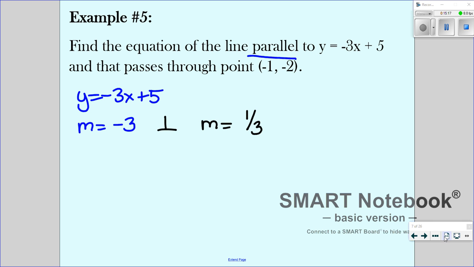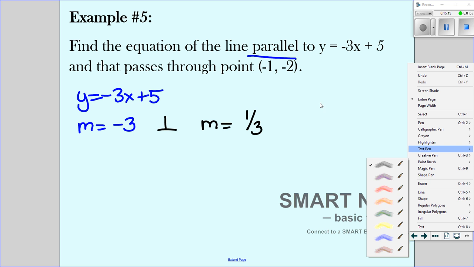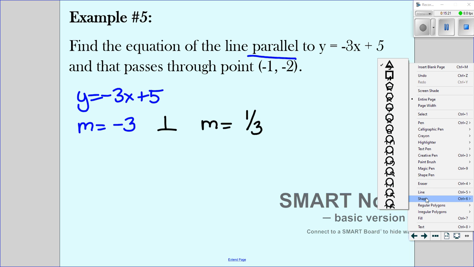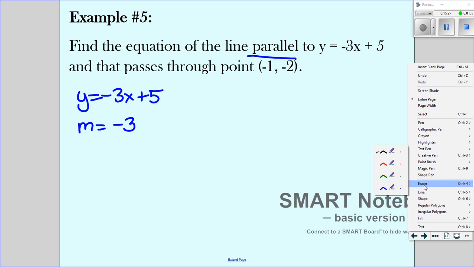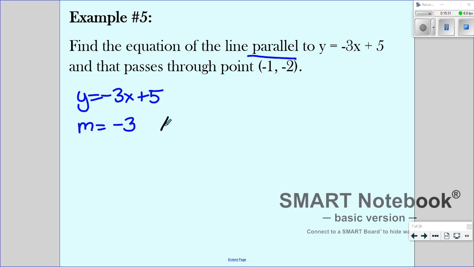Oops, sorry. Let's back that up. It's parallel. It's not going to be opposite reciprocal. Got to pay attention to that. I'm still stuck on the other example. So it's parallel, and it's going to be the same, -3. So again, scratch what I said before. It's parallel, same slope. And then we already have the given point that they have, which is -1, -2.